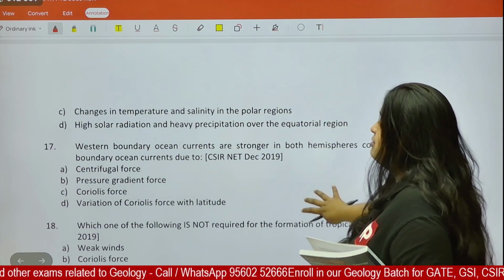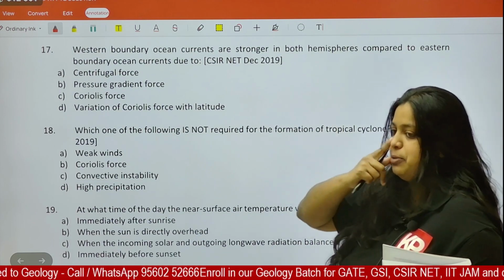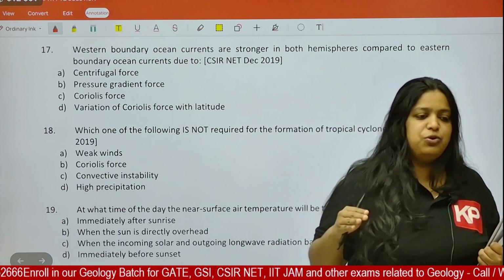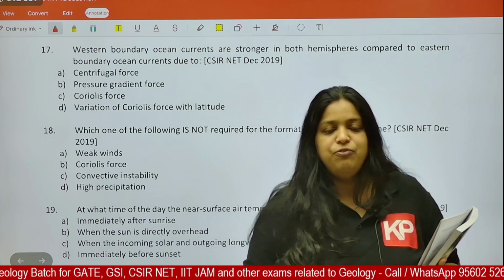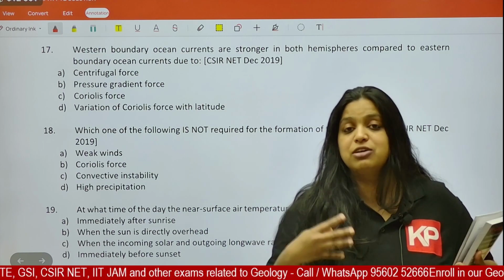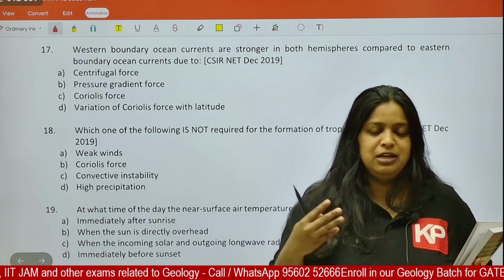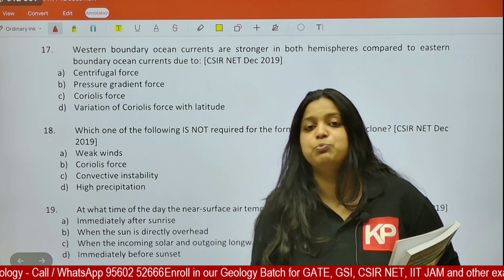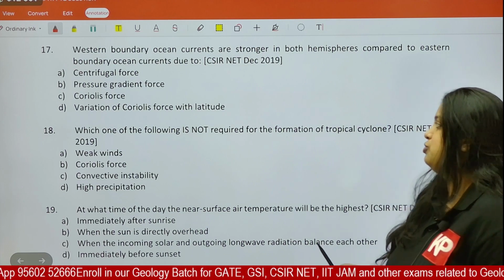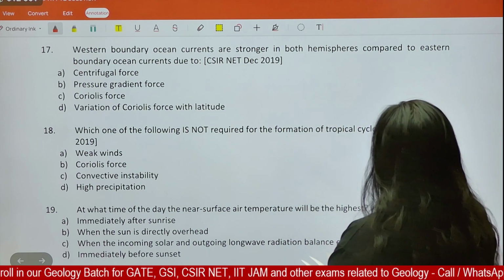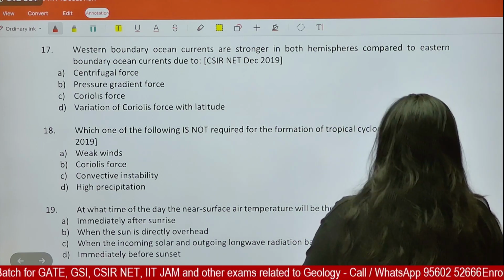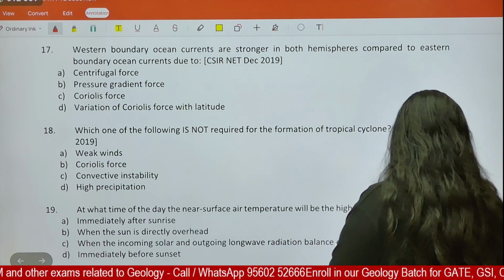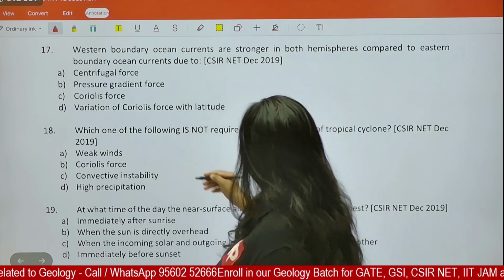Okay. This chapter is a very interesting chapter: how atmospheric circulation causes variation on the Earth's surface, like how the ocean circulations are completely affected by, or follow, the atmospheric movement of air, the global circulation of air. Now, western boundary ocean currents are stronger in both hemispheres compared to eastern boundary ocean currents due to. This is also an interesting factor. This is because of the Coriolis force.